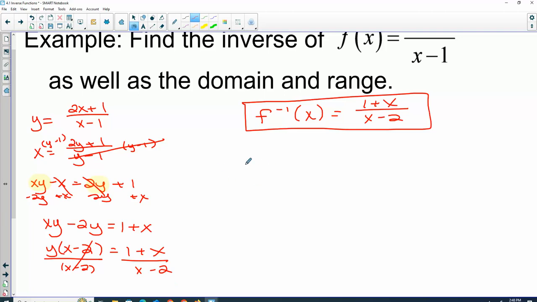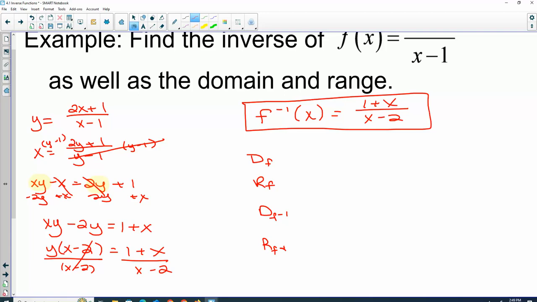I also want domain and range. And let's do domain and range for both the original and the inverse, because we have two different functions here. So I use D and R for domain and range, and I do subscripts, either f or f inverse, to show me which one I'm talking about. In general, it's a lot easier to find a domain than it is to find a range.